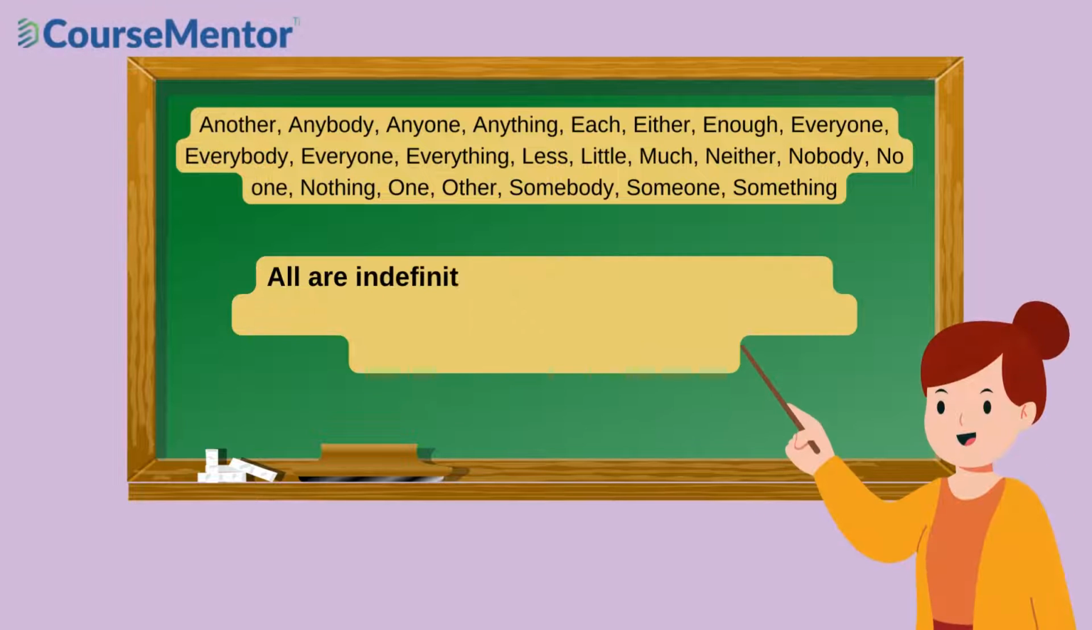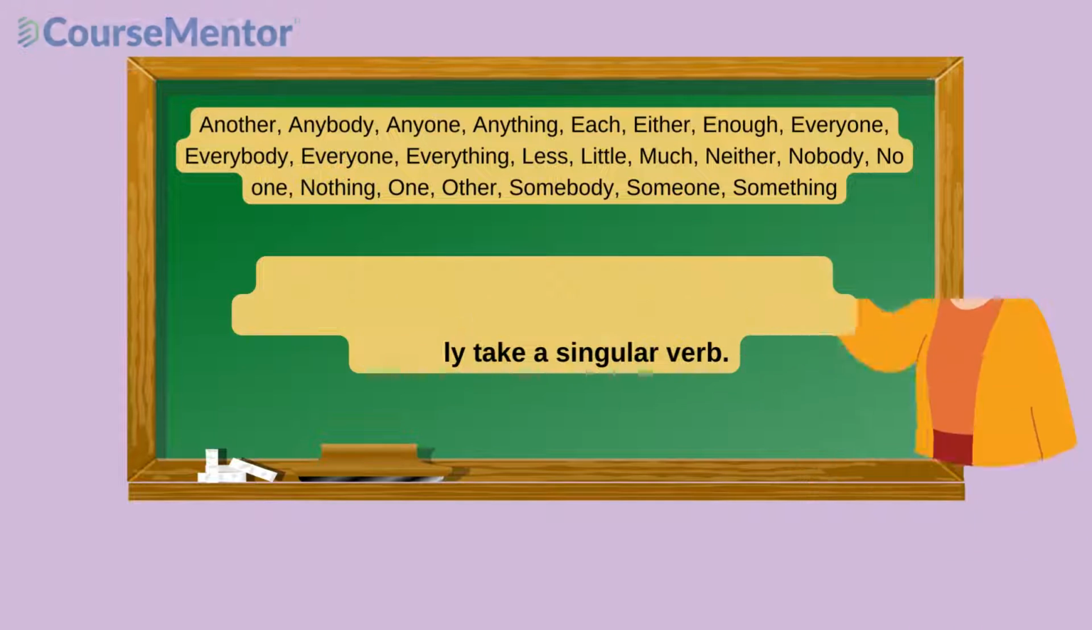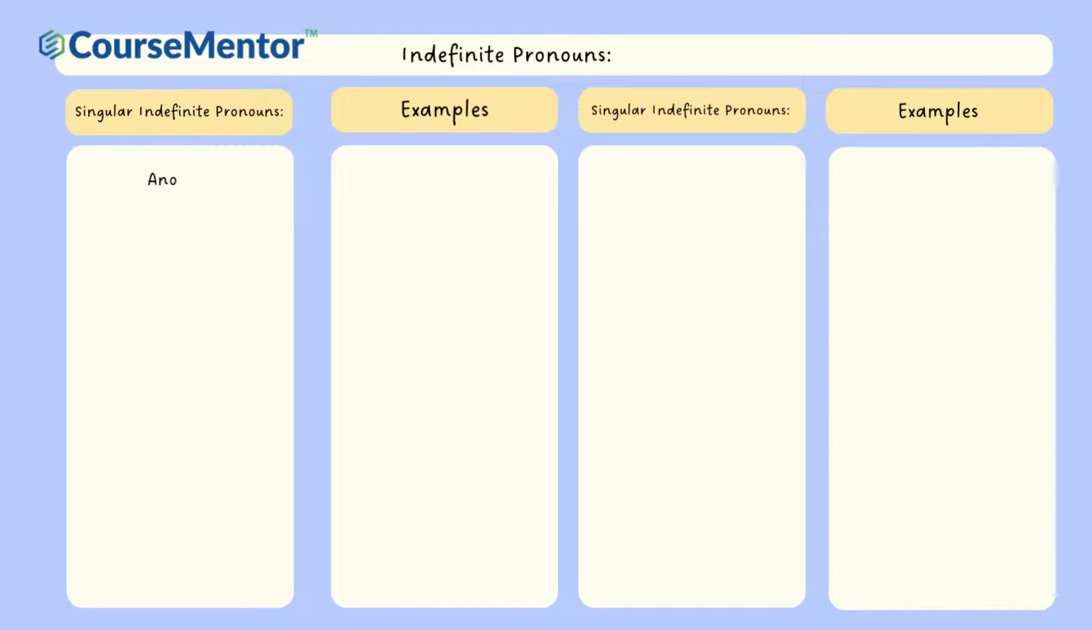All are indefinite pronouns typically used as singular. When used in a sentence, these words typically take a singular verb. You'll better understand when singular indefinite pronouns are appropriately used with examples. Singular indefinite pronouns. Examples.